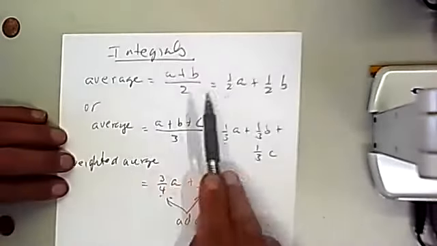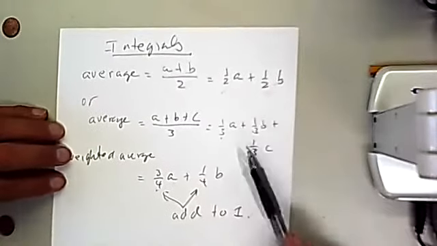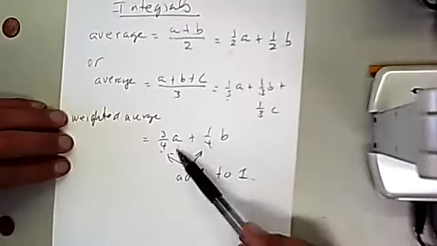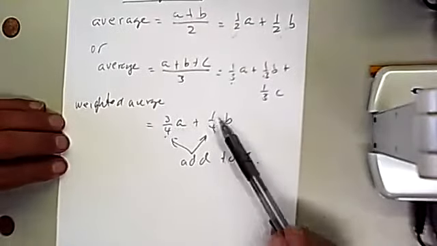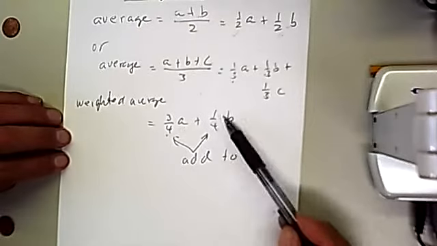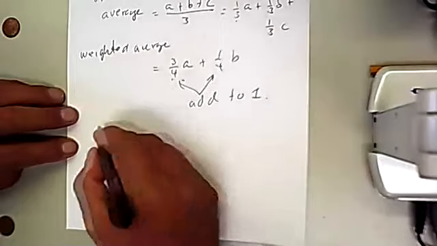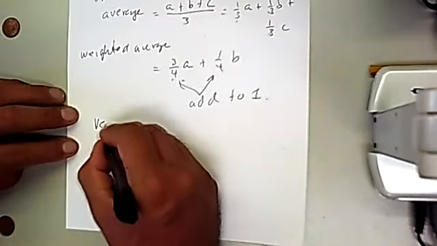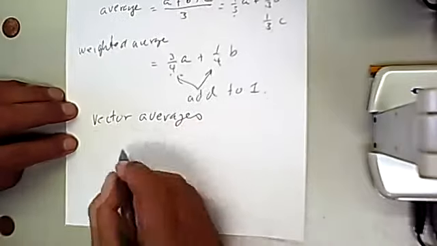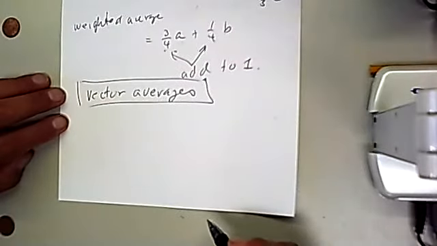On a regular average, we're putting the same weight on the elements that we are averaging. So in this case, a third, because there's 3 of them, same weight. But a weighted average, which is not a normal average, is one in which you are putting more preference on one versus the other. Well, we are going to extend this to vectors. Vector averages.